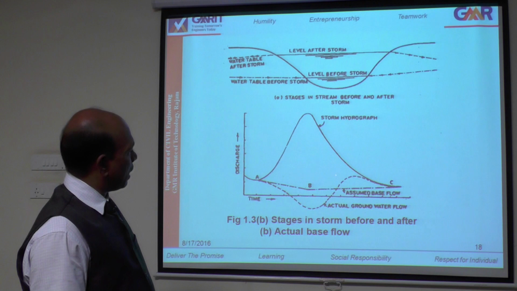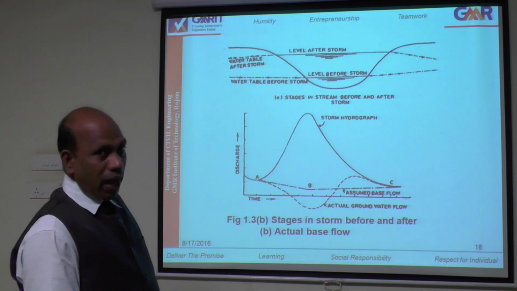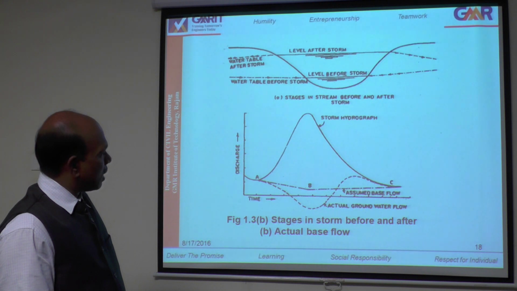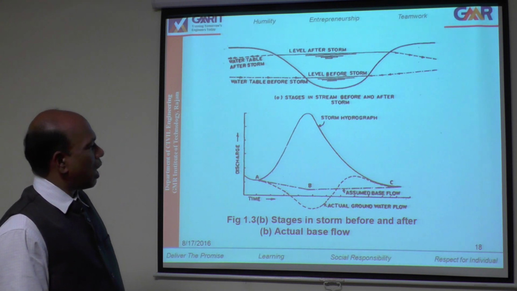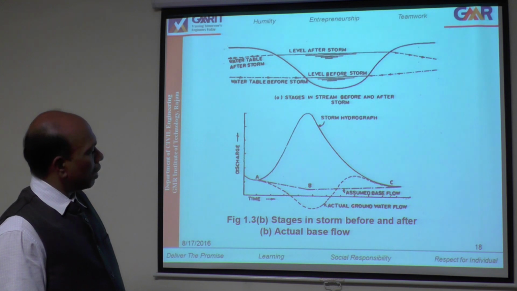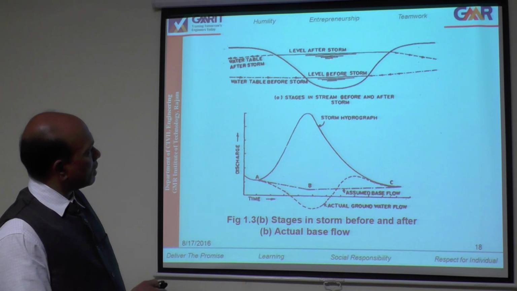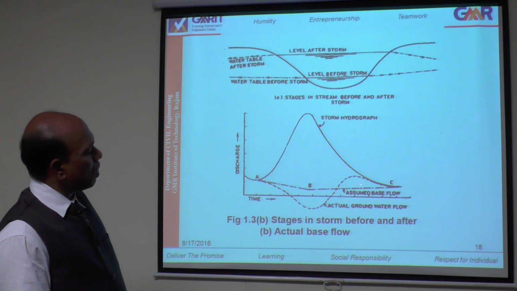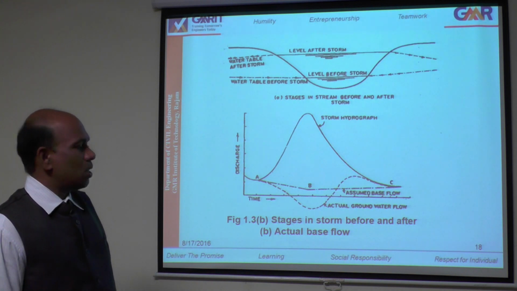Then coming here, we already discussed this in the earlier diagram. A, B, C is the base flow line, that is the constructed or assumed base flow line. But strictly speaking, this is the actual groundwater flow. It rises and falls, rises and falls. But this is the actual groundwater flow of that particular location.